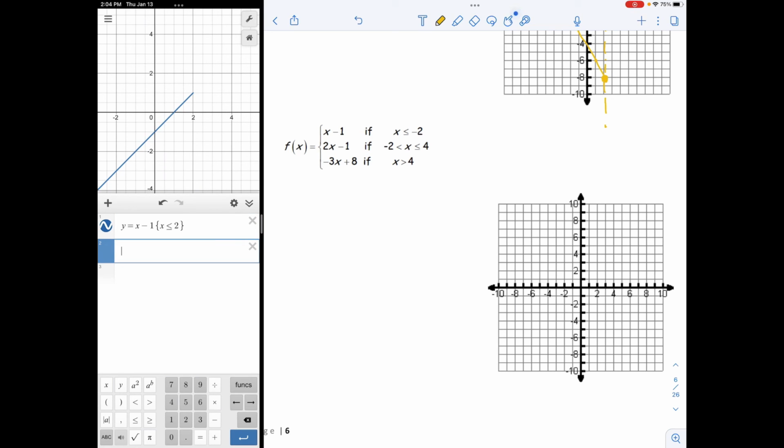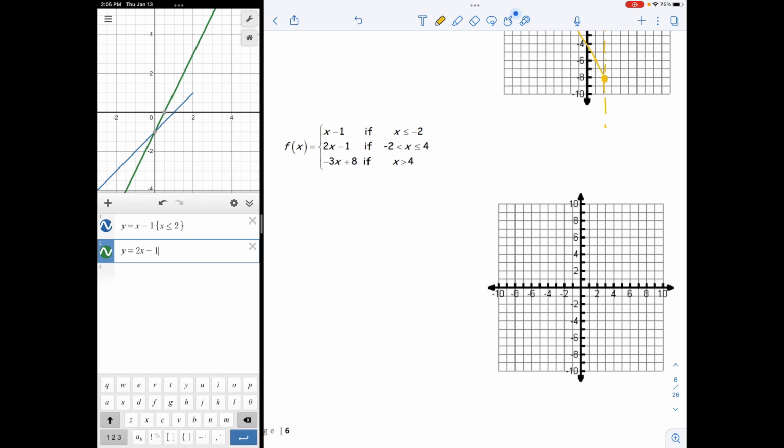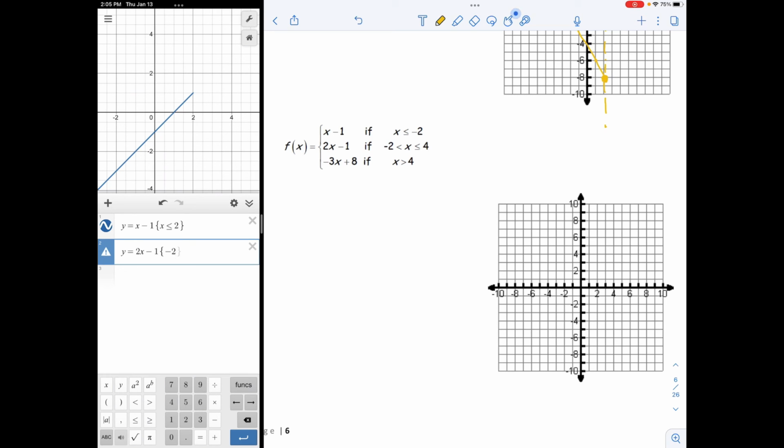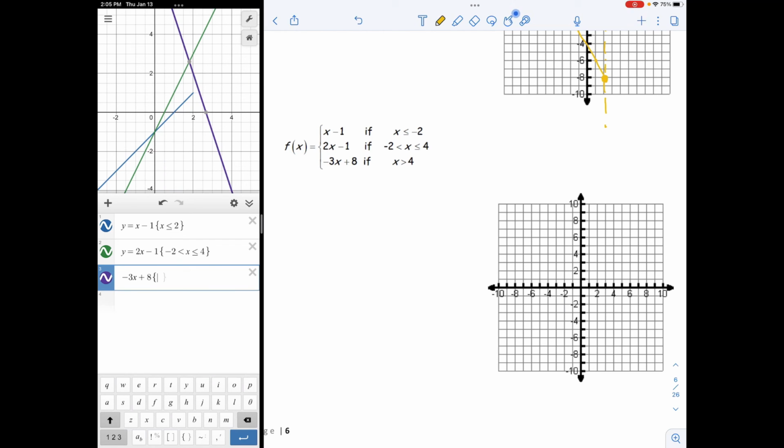And then we go to our next line. We have y equals 2x minus 1. We get our little braces, and now how do I put that in? I put that in the exact same way. The way it's typed, -2 is less than x is less than or equal to 4. And then my last one is -3x plus 8, and go to ABC, go to braces, x is greater than 4.